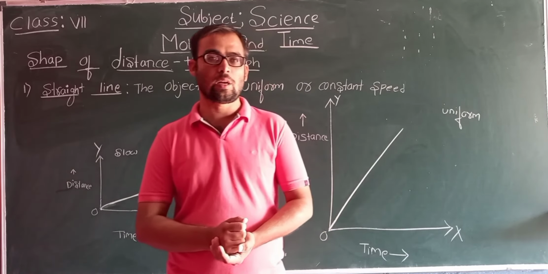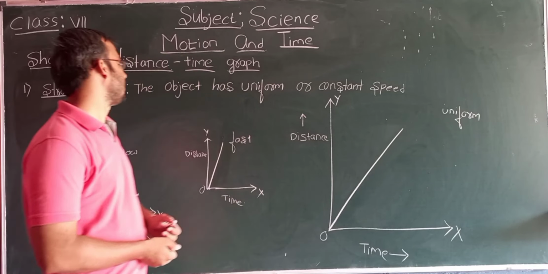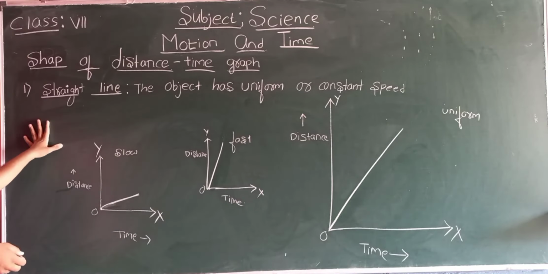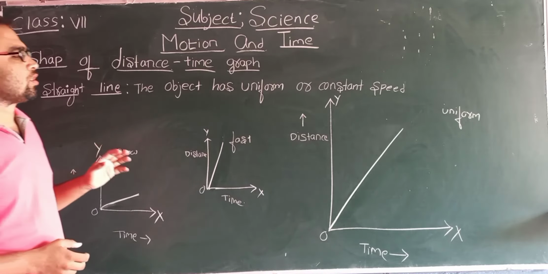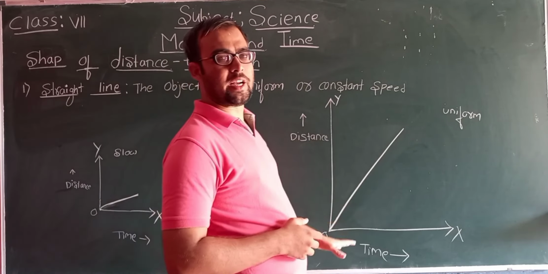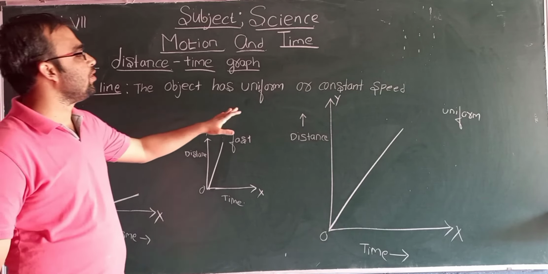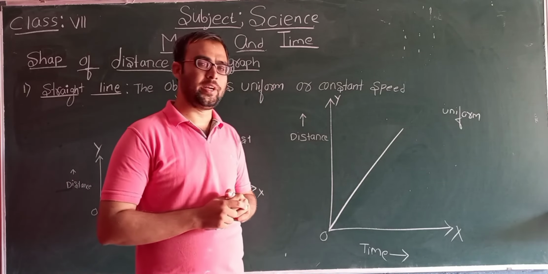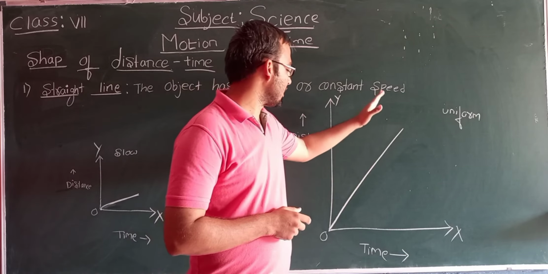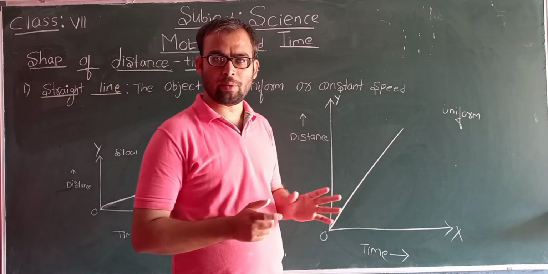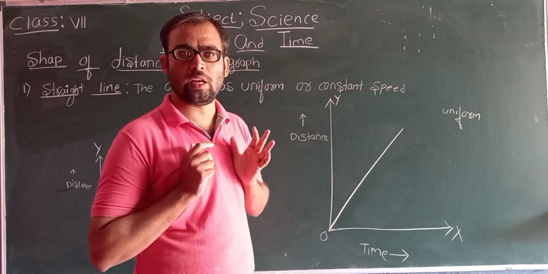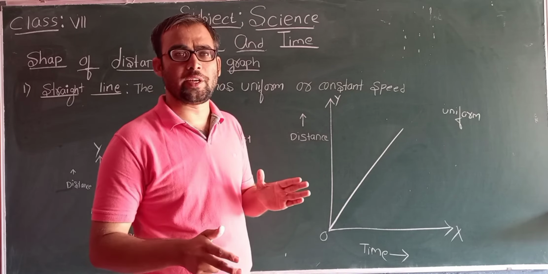Students, now let us discuss the shape of the distance time graph. For the first one, what is it? Straight line. So whenever you come across straight line graphs, what does it mean? The object has uniform or constant speed. The object is traveling with uniform speed or constant speed.